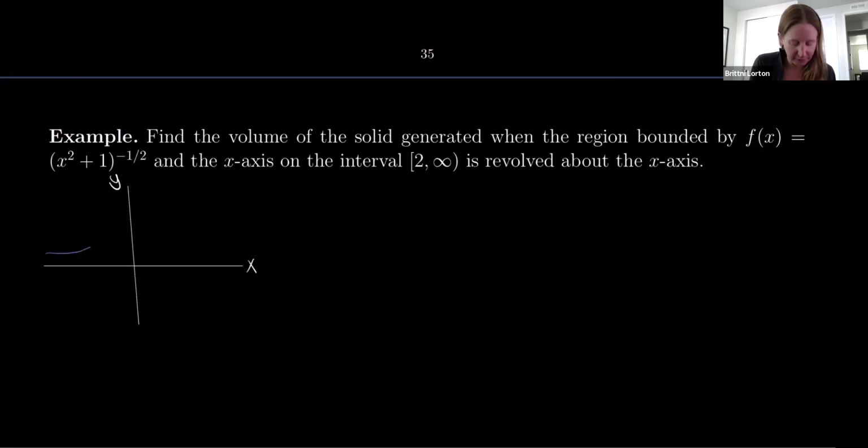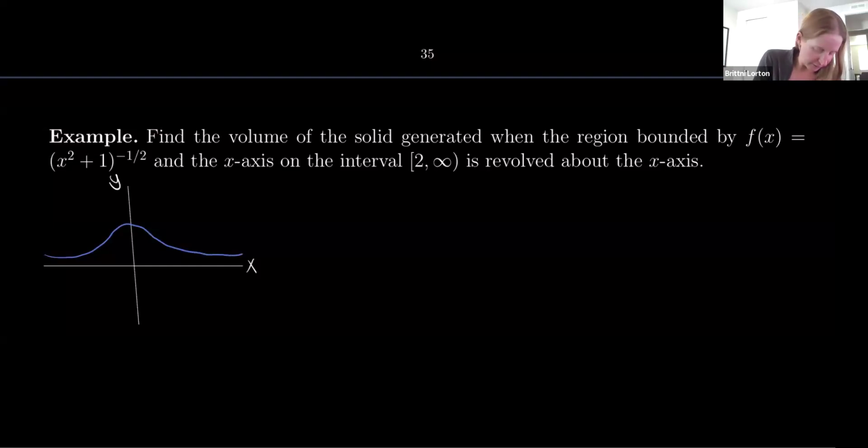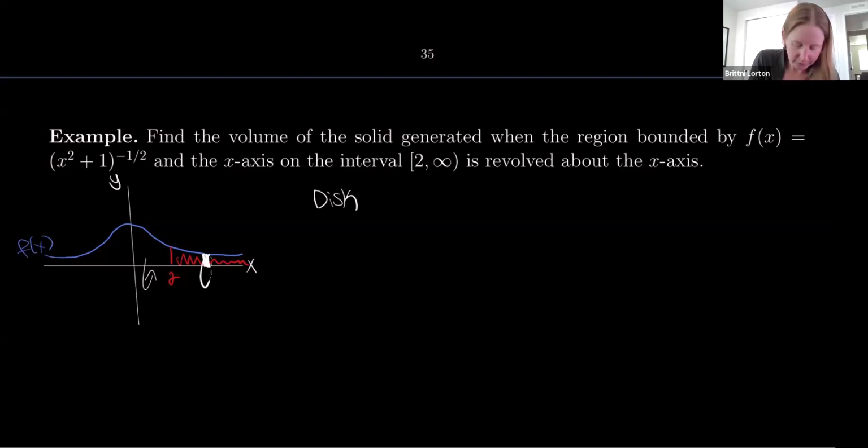It's not a perfect picture, but I used my graphing calculator and it looks a little something like that. I'll try to make it more symmetric. It does happen to be symmetric, but there is my function f of x, and I'm looking at this from 2 all the way off to infinity, and then I'm going to find the volume of the solid when this is revolved around the x-axis. So I'll choose my regular sliver, my dx sliver, and if I revolve that around, you can see how that created a disk. So this is the disk method.